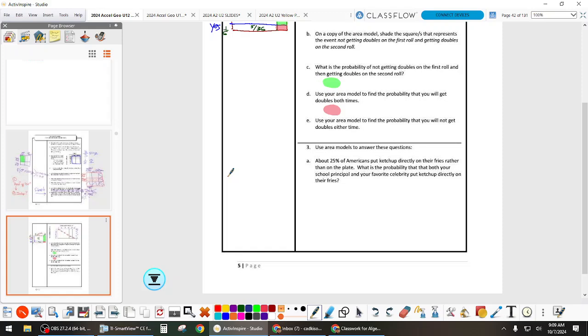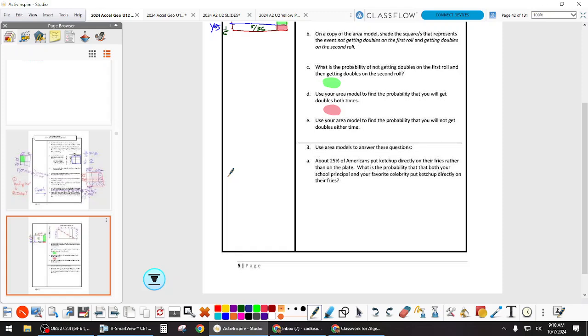Just curious, out of this class, raise your hand if you put ketchup directly on your fries. Okay, so 3. It makes them so red. If you put it on the plate, you can put more in one spot, and it looks prettier and more even. Either way works, it's fine.